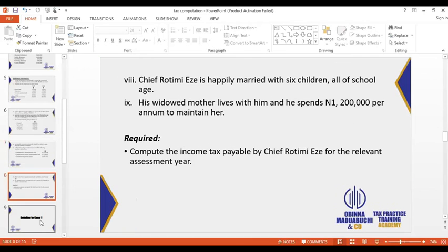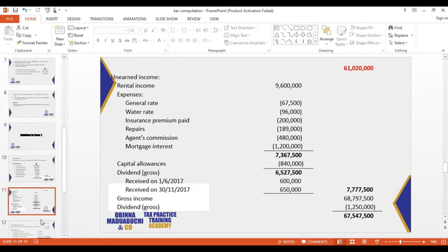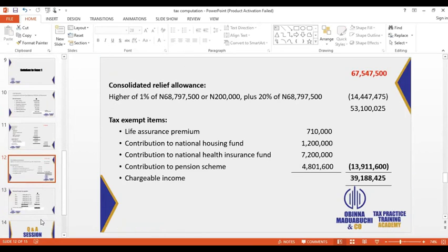Okay, so I'll take you back to the solution right now, and you will see that we've claimed the life assurance premium of 710,000 naira. Then we have contribution to the National Housing Fund, which is 2.5% of your basic salary. Then we have contribution to the National Health Insurance Fund, which is 5% of your basic. We have your contribution to pension, which is 8% of your basic, housing and transport. That's from the employee's perspective, not from the employer. You deduct all this from the net income, after the income after deduction.